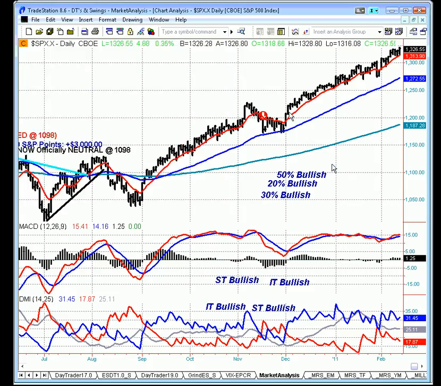In terms of looking at the daily market, all signs continue to point to bullish, 50% bullish.